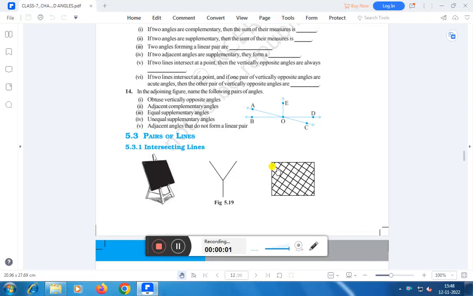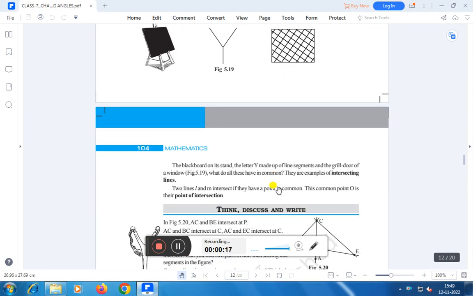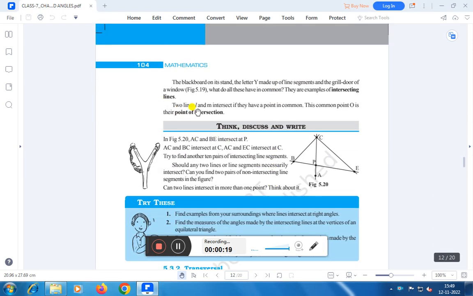Hello everyone. Today I'll discuss pairs of lines. Here you see that these are intersecting lines. This Y, or this one, or a blackboard stand. These are intersecting lines, right? Besides that, we see that two lines L and M intersect if they have a point in common. This common point is their point of intersection, right?